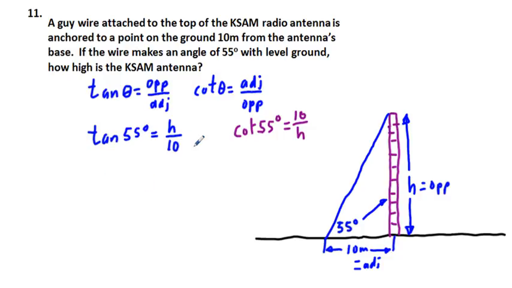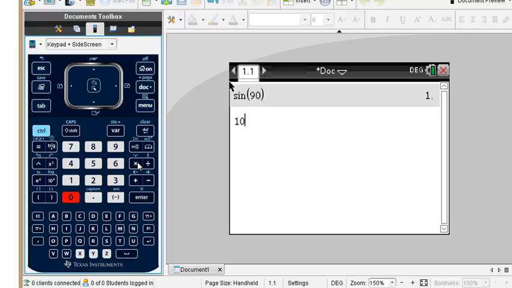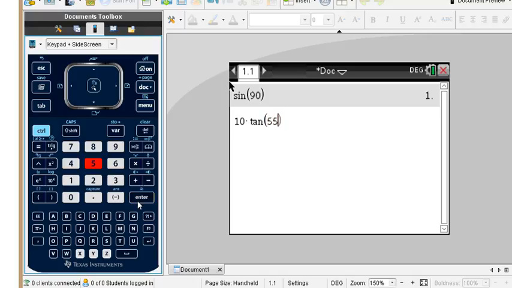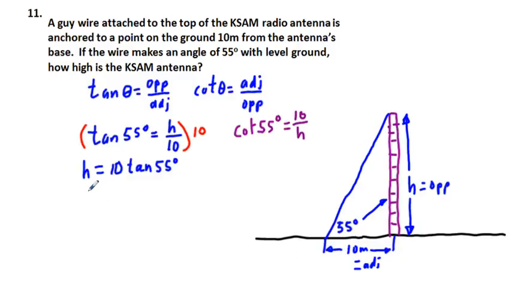And so if we take this, multiply both sides of this equation by 10, which is the same as cross multiplying by 10, because 10 over 10 cancel on the right side, and what we have left is the height is equal to 10 times the tangent of 55 degrees. And we can just go to our TI-Nspire CX calculator. So 10 times tangent of 55 degrees. And we get 14.28. This is meters. So I'll say height is approximately equal to 14.28 meters.